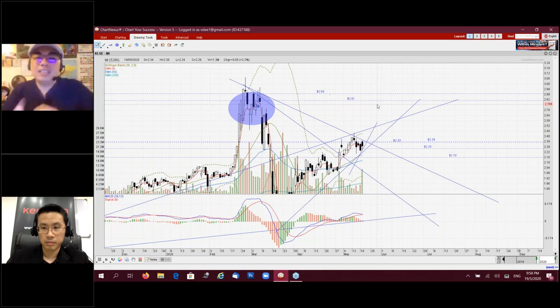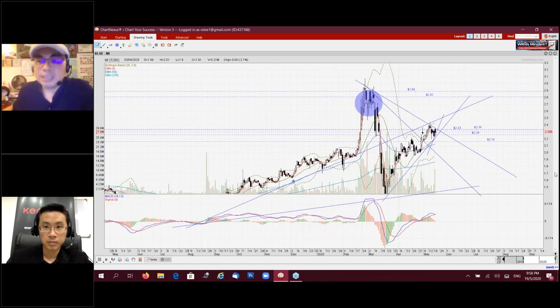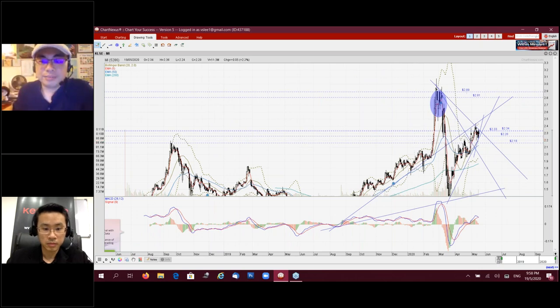I'm a bit lazy to chase these counters. But if your range is somewhere around my range, Thursday and Friday also, and then next Monday, this is a strong counter that you can actually opt for, provided it should not break this line. Okay, provided it should not break the support line.